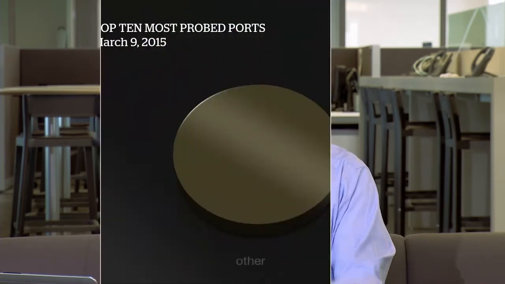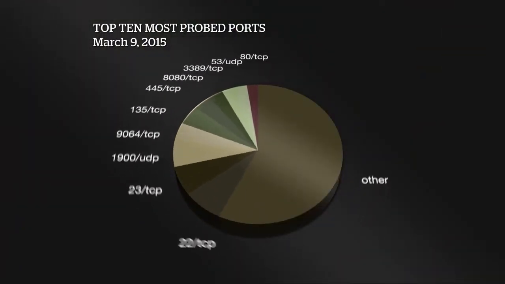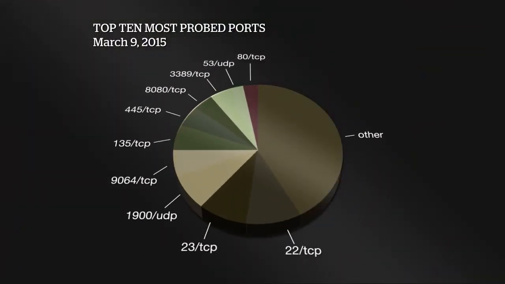The top 10 most probed ports here, we see there's been a shift. We're seeing port 22 on the top. We had been seeing port 23 on the top, so port 22 followed by port 23, then 443, which has moved up significantly, relatively speaking, and then 1900 UDP. We're going to take a little closer look at port 443, by the way. 1900 UDP, that's associated with reflective denial of service attack activity.